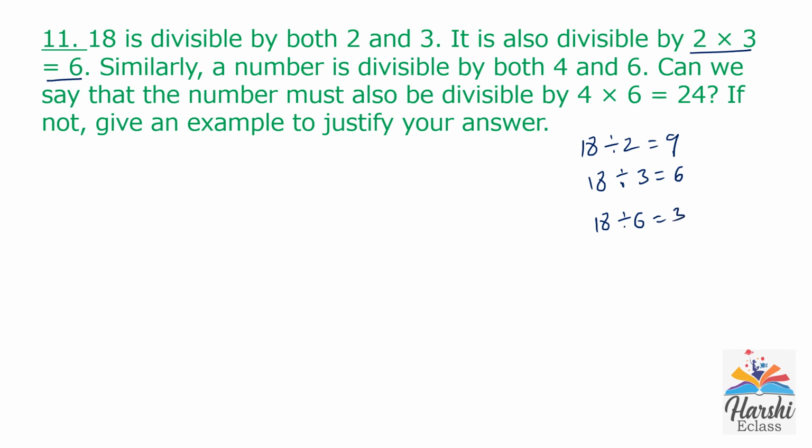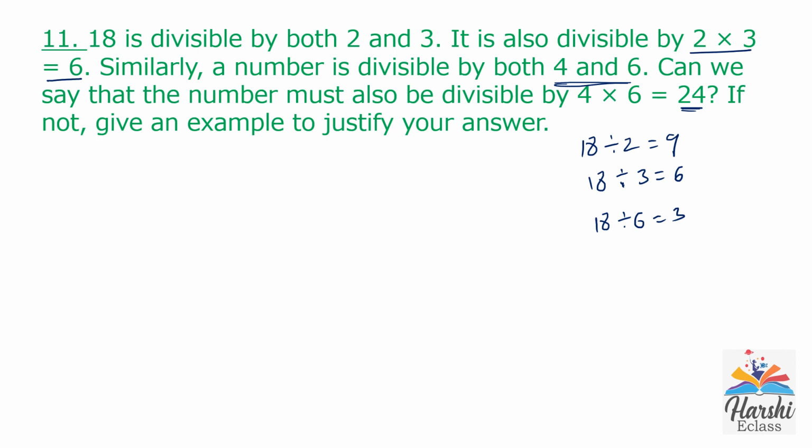Similarly, a number is divisible by both 4 and 6. Can we say that the number must also be divisible by 4 into 6? The product of 4 into 6, that is 24. So, if a number is divisible by both 4 and 6, that means the number is also divisible by 24. Is this statement correct? Give an example to justify your answer.